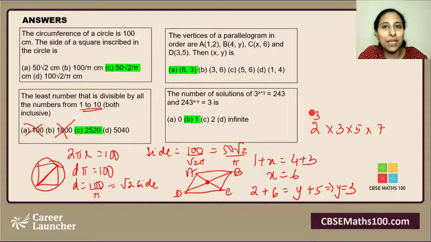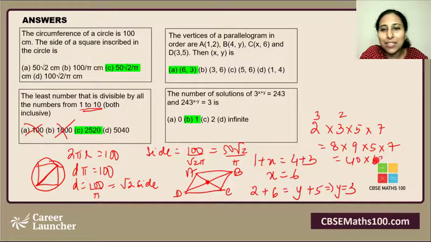So we'll put 2 cube here. For 3, the highest power which comes is 3 square, which is 9. So we can put 2 here. For 5, it will be 5 itself because 5 square does not appear as one of the numbers between 1 to 10. 7 also, we leave it as it is. So the answer for the least number over here would be 8 times 9 times 5 times 7, which would be 40 times 63. And when we calculate this, the answer would be 2520, right? That's the way we solve this quickly.